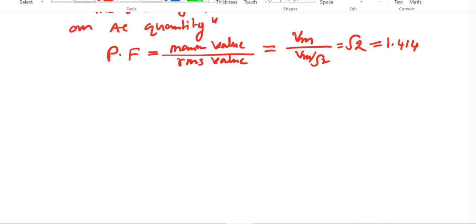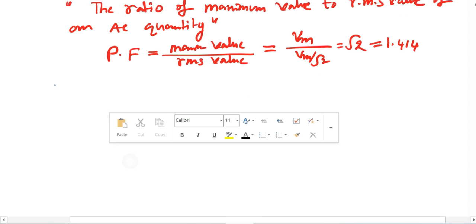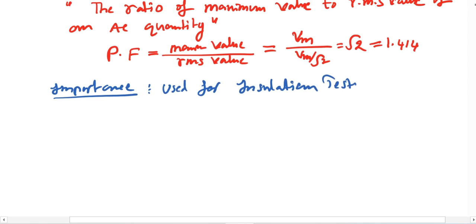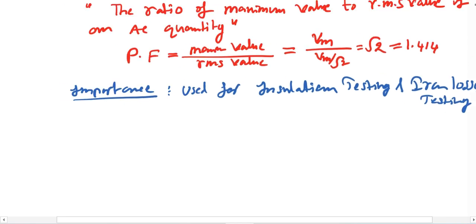Then what is the significance of this peak factor? The importance here is that it is basically used for insulation testing and iron losses reduction, or iron losses assessment, or iron losses testing, you can say. So what does this mean here?